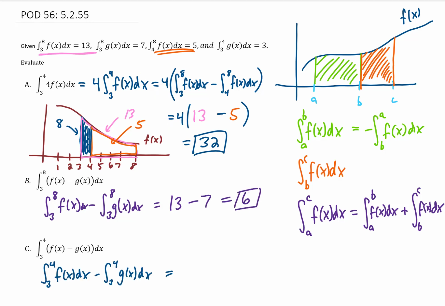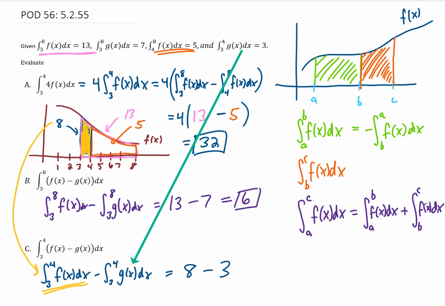For the third problem, we can split up this integral the same way as before. For the integral of f of x from 3 to 4, we can recall from the first part of this problem that we found that the area underneath this function f of x between x equals 3 and x equals 4 added up to 8. Then we can look at our list of given information to see that this second integral was given to us as 3, so the answer to this problem is going to be 5.